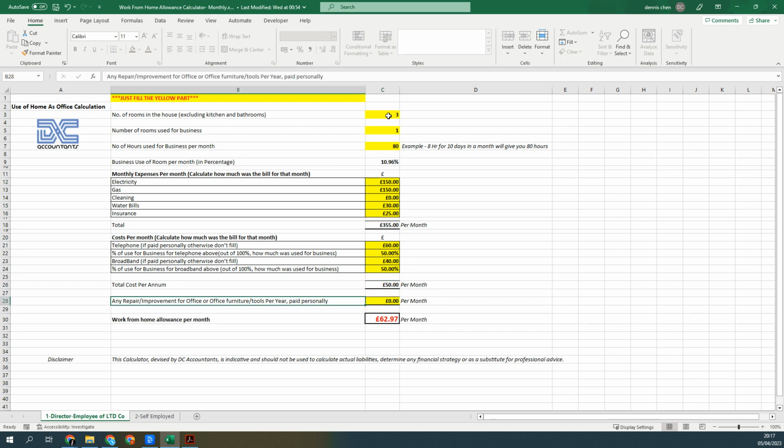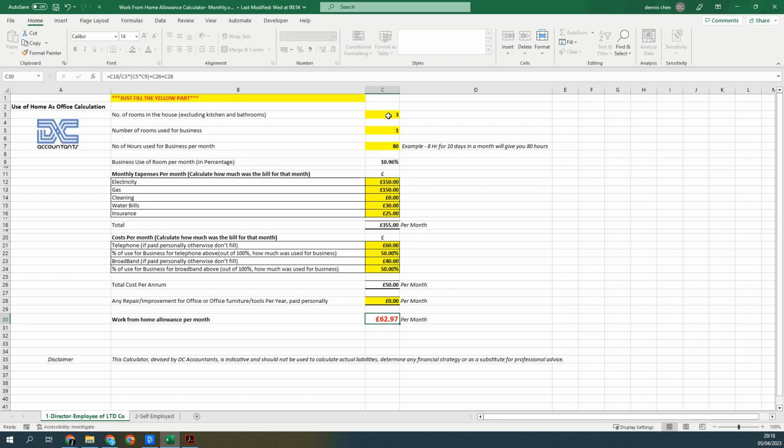And the last one is the repair or any improvements that you had in your office, or if you buy any furniture for that particular month. You can put that and claim that as a tax allowance as well, and you can get tax relief on that amount. So as you can see, it gives you a figure of £62.97 for that particular month. You can do that for your entire 11 months, and you get a gross figure of, depending on how much you work, for me it will be anywhere between £600 to £1,000.